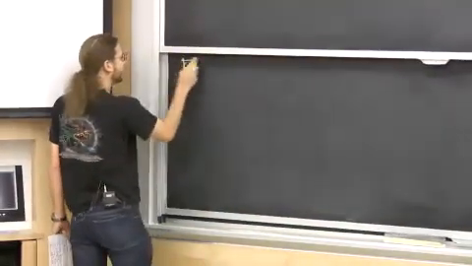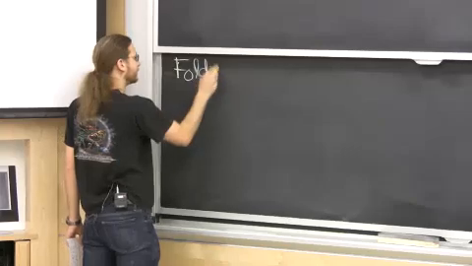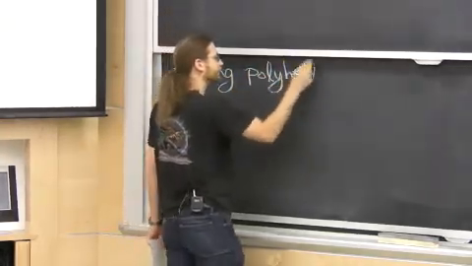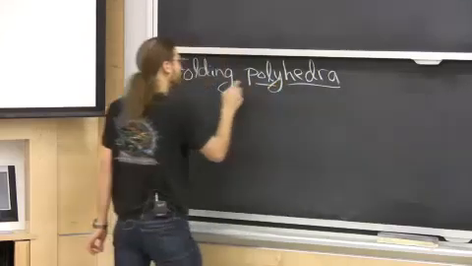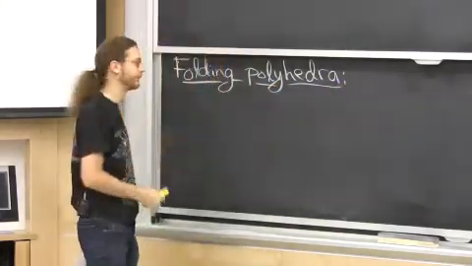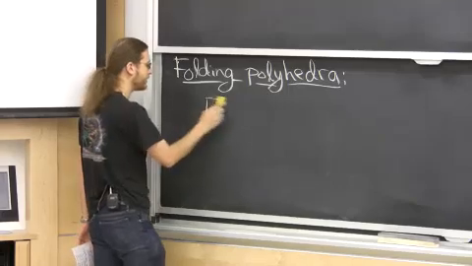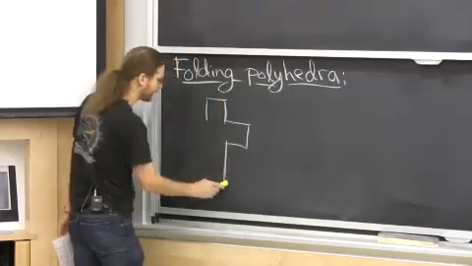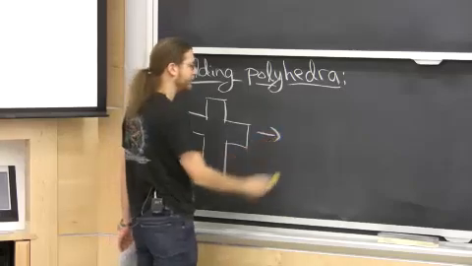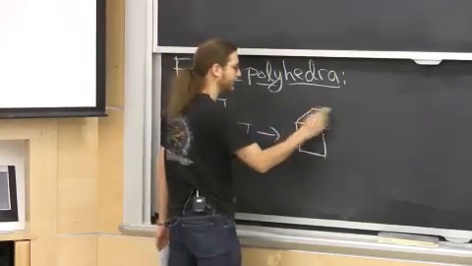So, folding polyhedra. It's pretty much the last kind of folding that we're going to be talking about in this class. We've seen linkage folding, paper folding, unfolding polyhedra, and finally folding polyhedra.